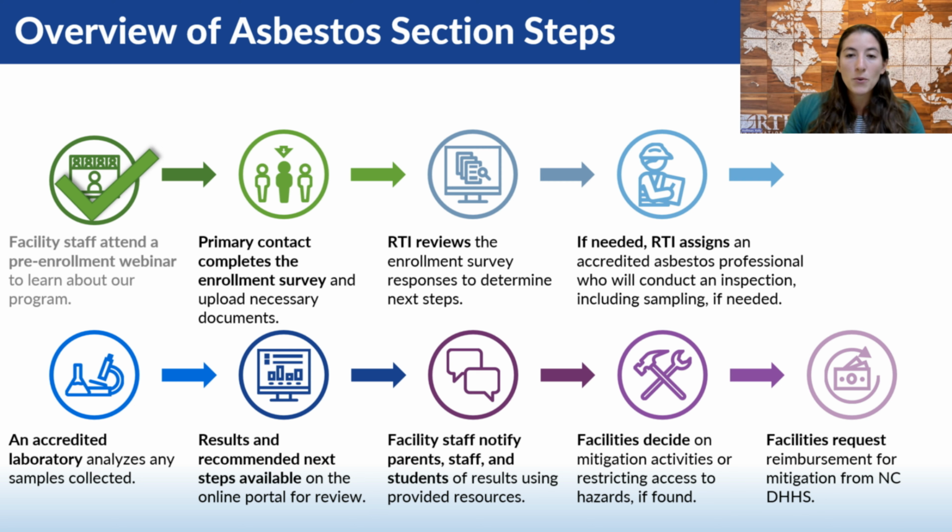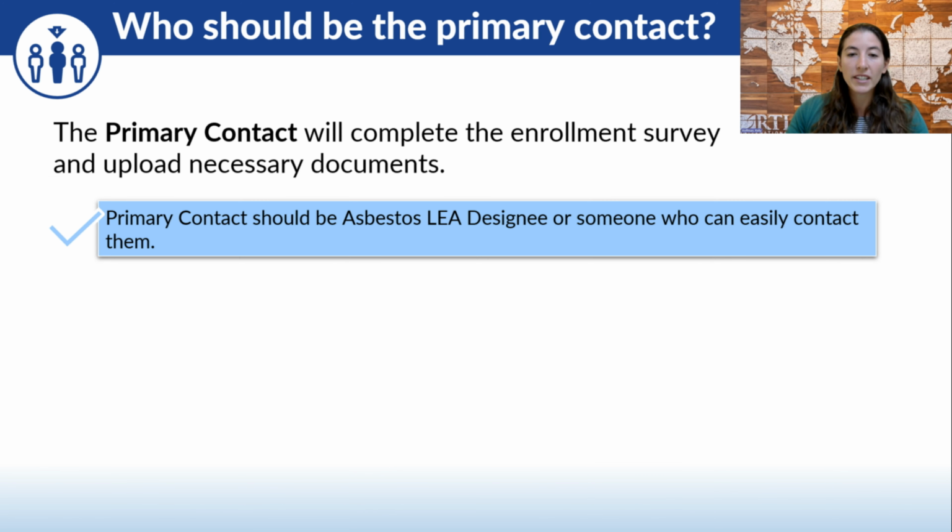Now let's talk more about the who, what, why, when, where, and how of the asbestos section of the program. Your facility should designate a primary contact to complete the survey and be the main point of contact for the asbestos section of the program. Additional individuals can help to complete the enrollment survey if needed. In order to access the enrollment survey, you will need to complete this training.